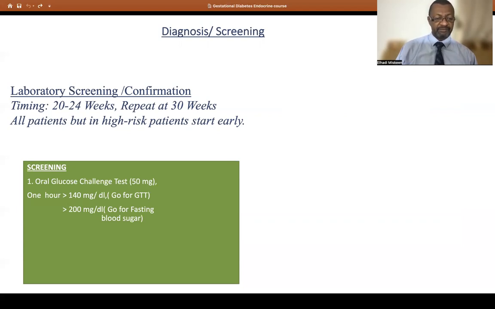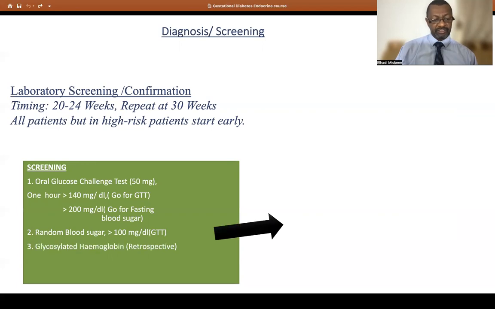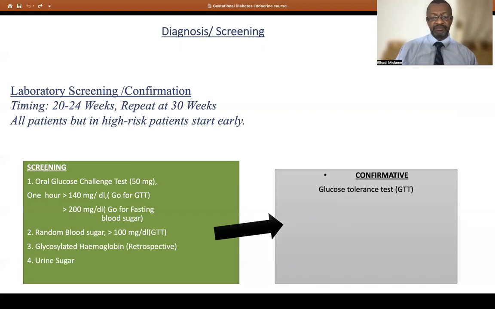50 grams, at 1 hour. If it is more than 140, go to GTT, and if it is more than 200 milligram per deciliter, go to the fasting blood glucose. For random blood sugar, when it is more than 100 milligram per deciliter, go to GTT. And glycosylated hemoglobin can give a retrospective diagnosis. The confirmation is mainly by glucose tolerance test, GTT.